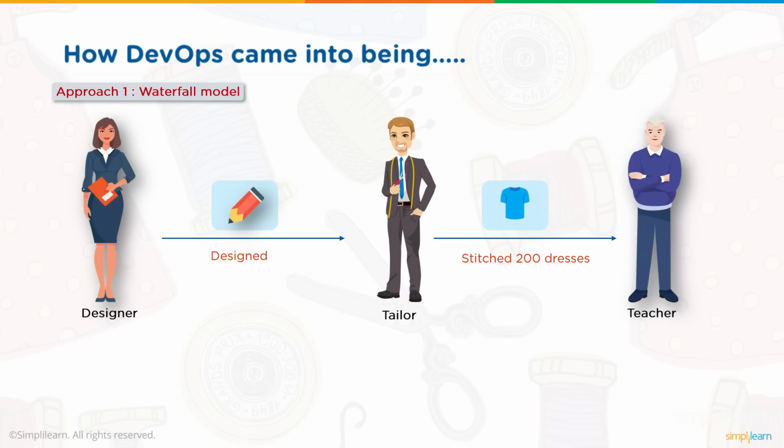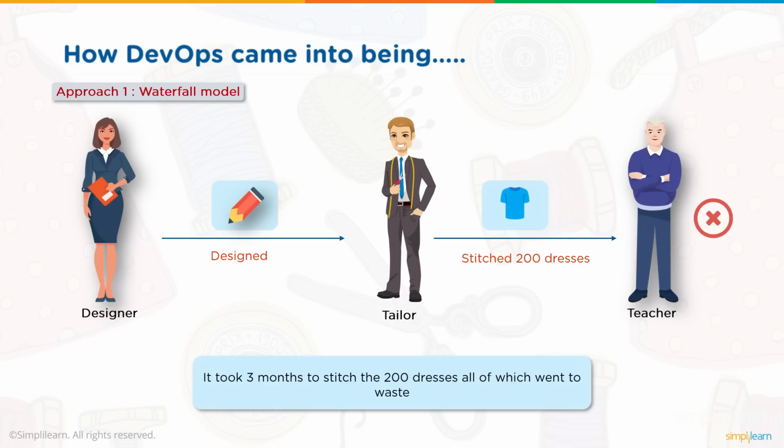Now, the first approach Max is going to take is the waterfall model. The waterfall model approach is one where we have different groups of people separated from each other. So we have Max, who is a designer, who's going to design the outfit. And then Max is going to give that outfit to a tailor. And then the tailor is going to create 200 dresses, at the end of which it's going to be handed over to the teacher.